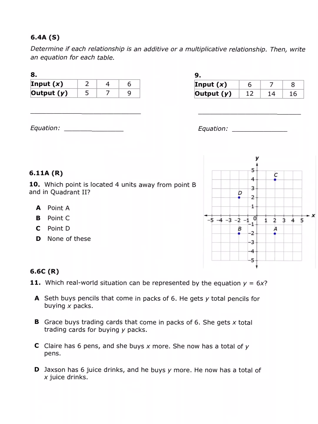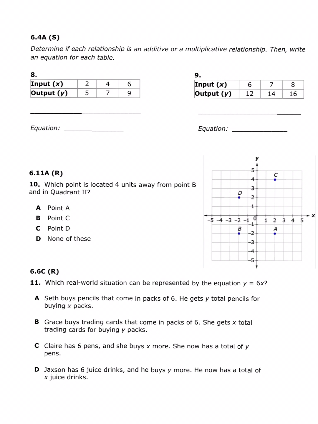Determine if each relationship is an additive or a multiplicative relationship. Then write an equation for each table. Number 10. Which point is located 4 units away from point B and in quadrant 2? A, point A. B, point C. C, point D. D, none of these.